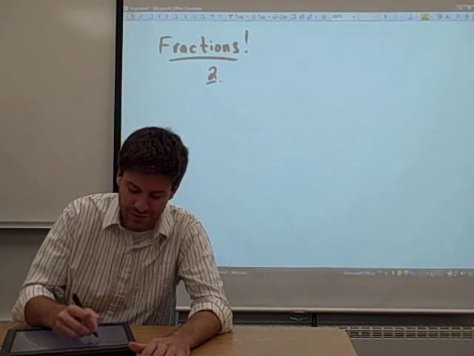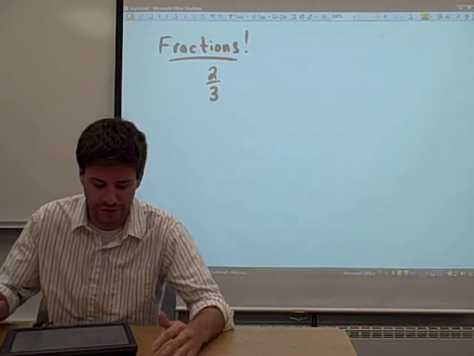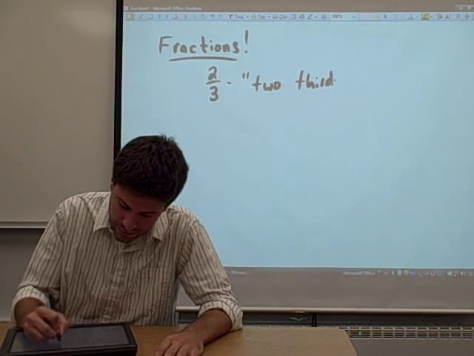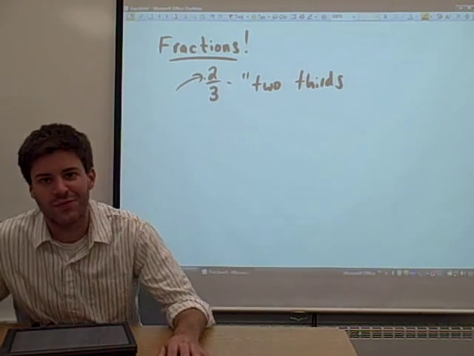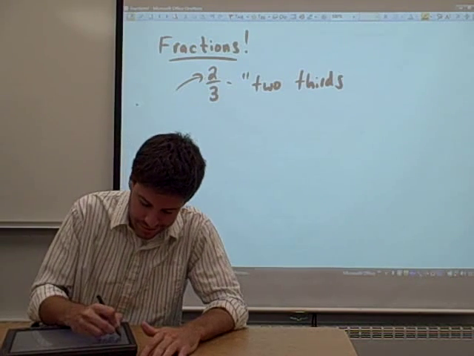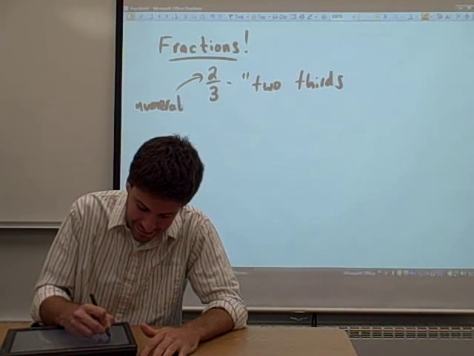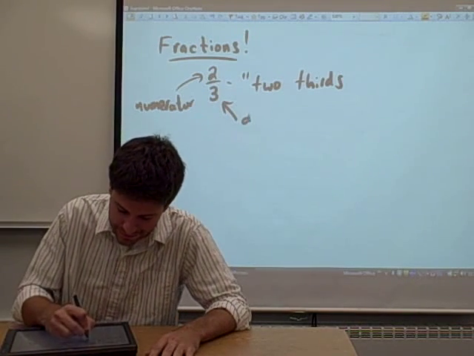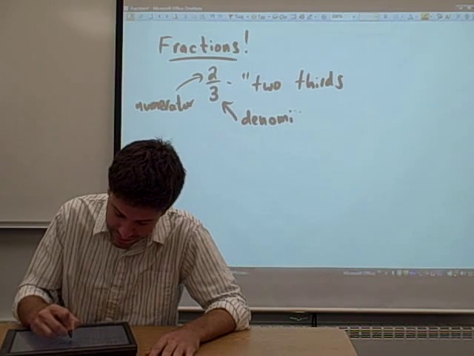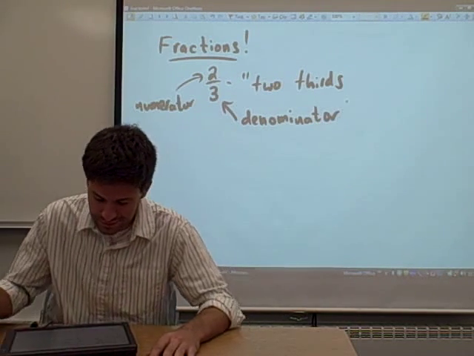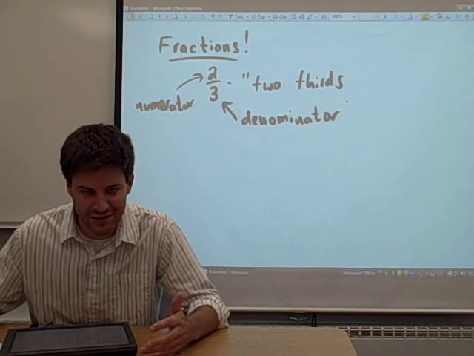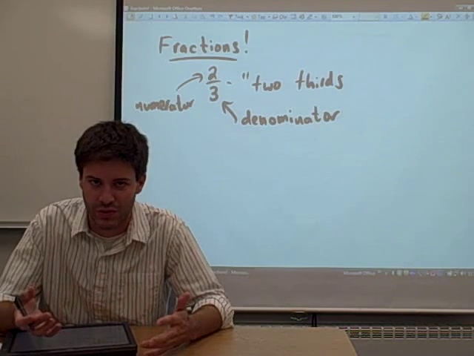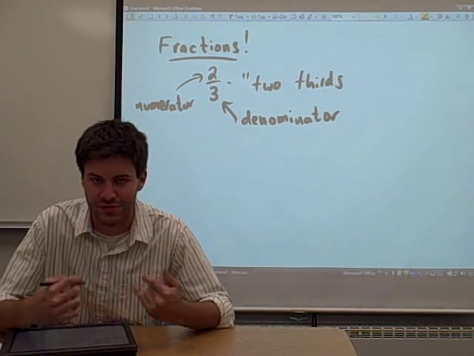So here's an example of a fraction. 2/3. The top number there, it's got a name, it's called the numerator. That bottom number there, it's called the denominator. Now what this fraction means, 2 gives you the number of pieces that you have in a whole. 3 means the number of total pieces in the whole.